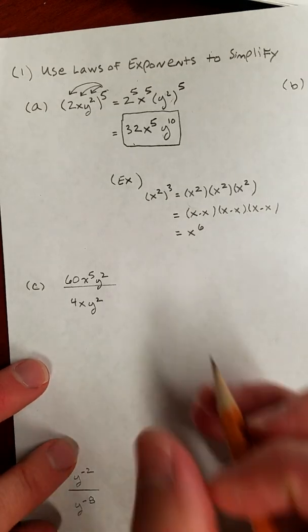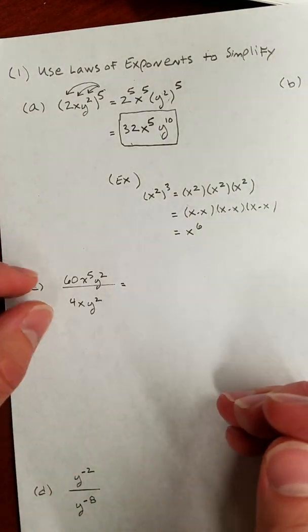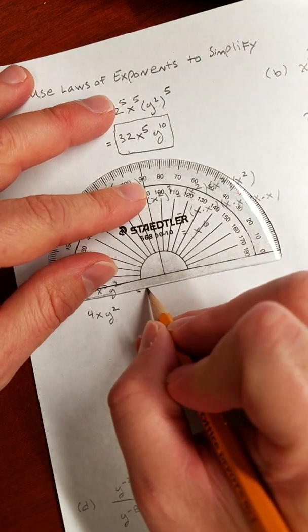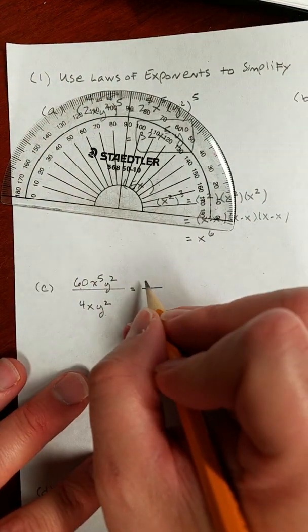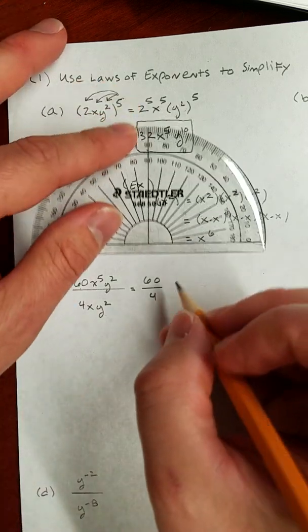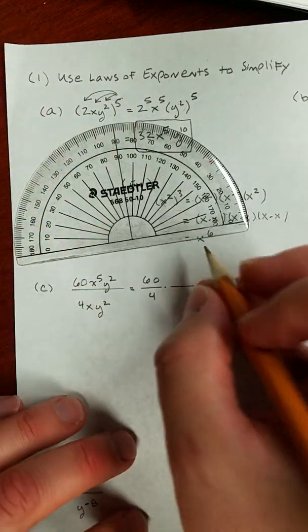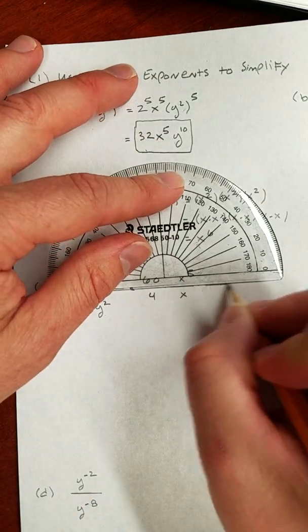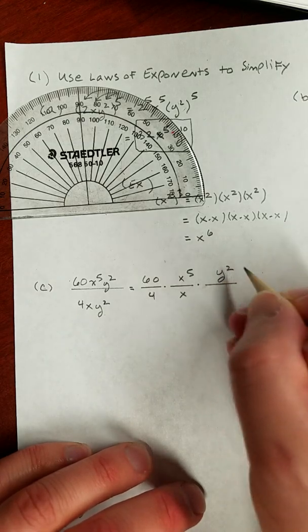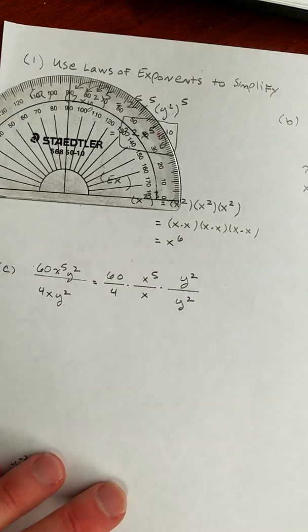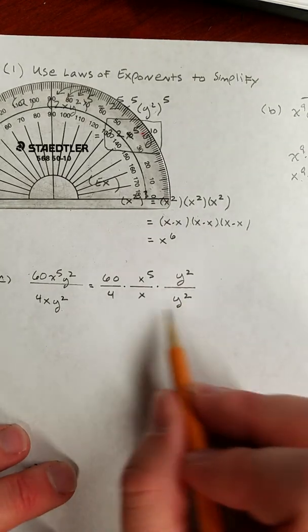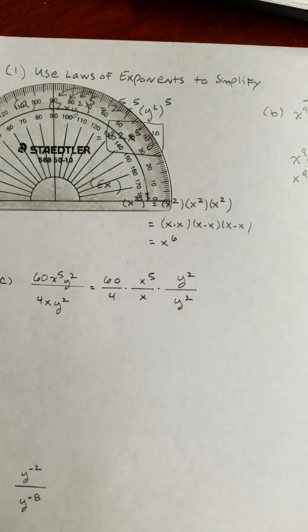Let's look at C. So for this one, I would like to take it apart a little bit. Okay, let me show you what I mean by that. Maybe we would rather see this as 60 divided by 4 times x to the 5th divided by x times y squared divided by y squared. All right. So that's what I'm calling that taking it apart. What was the reasoning for that, or is that fair? Is it playing by the rules?